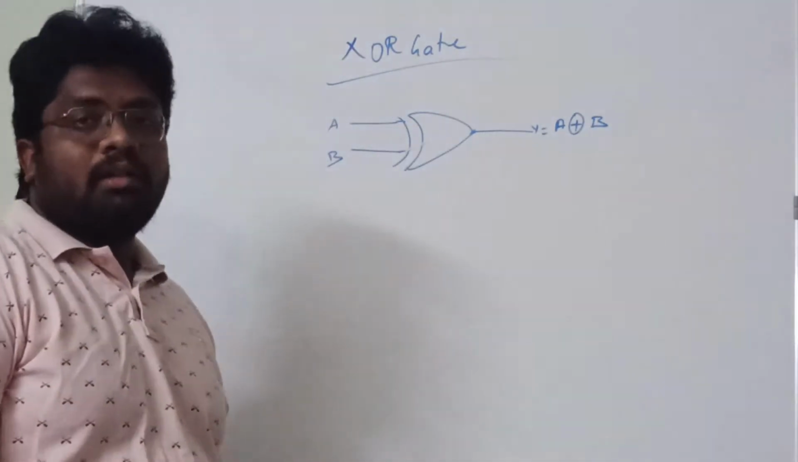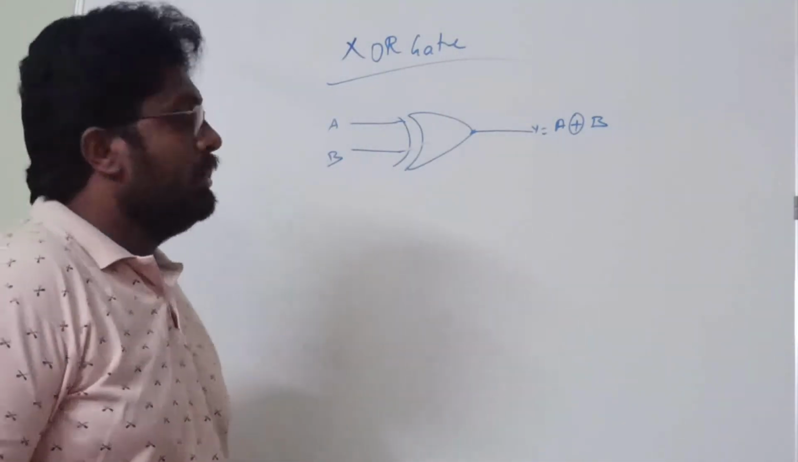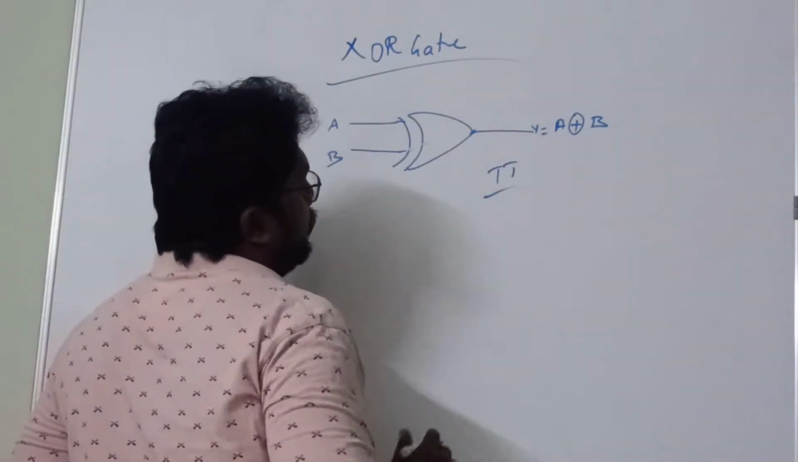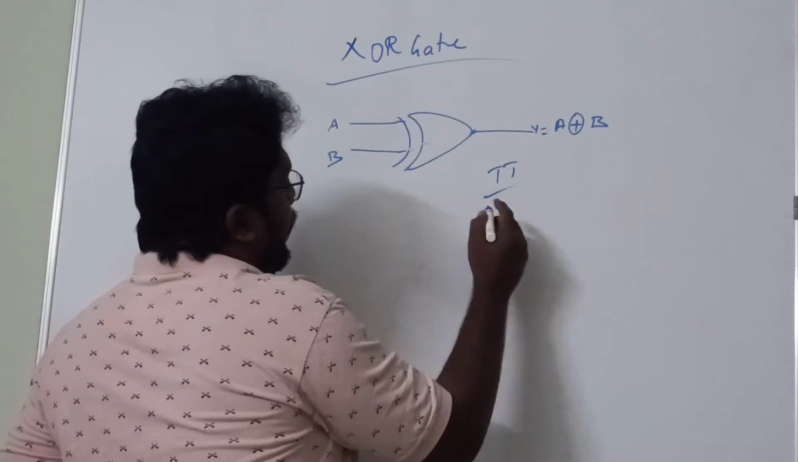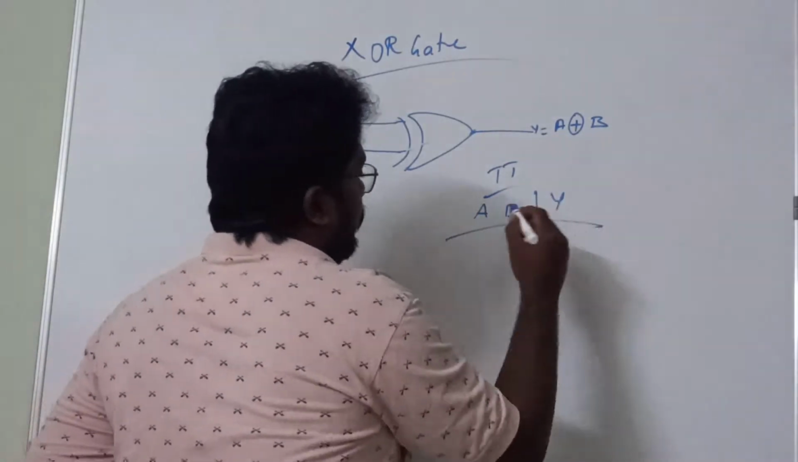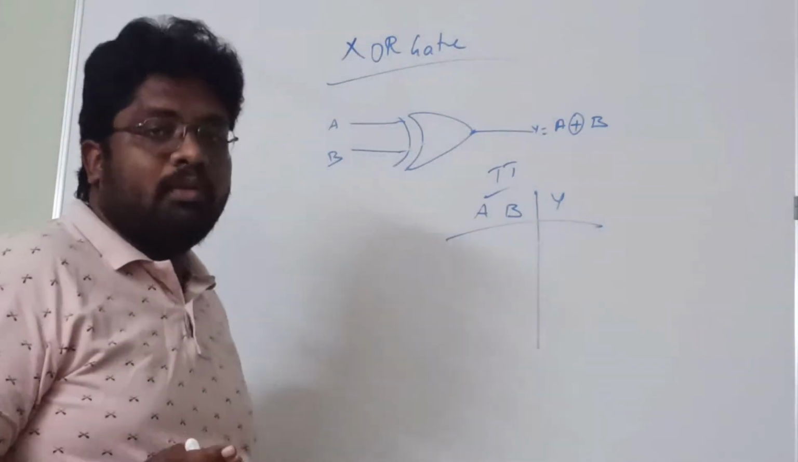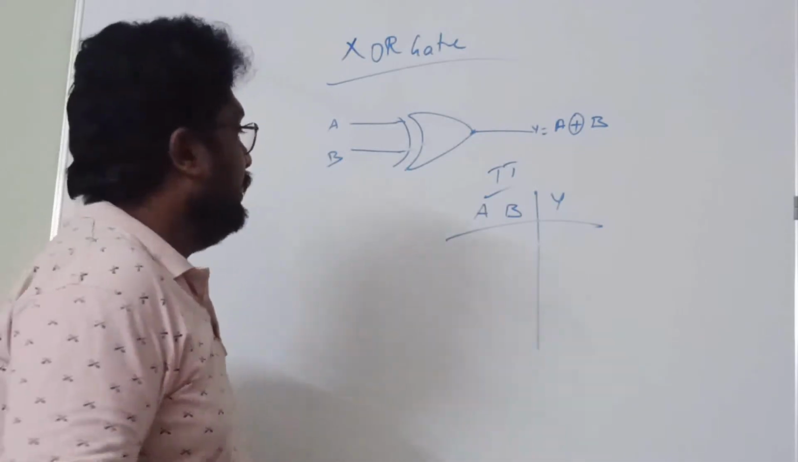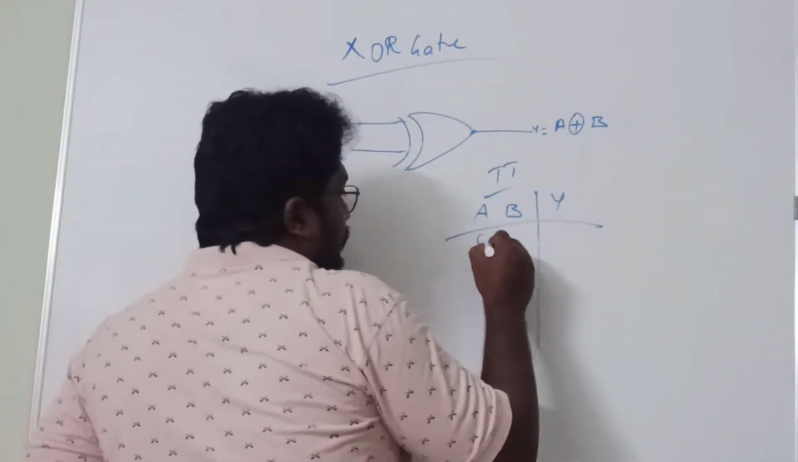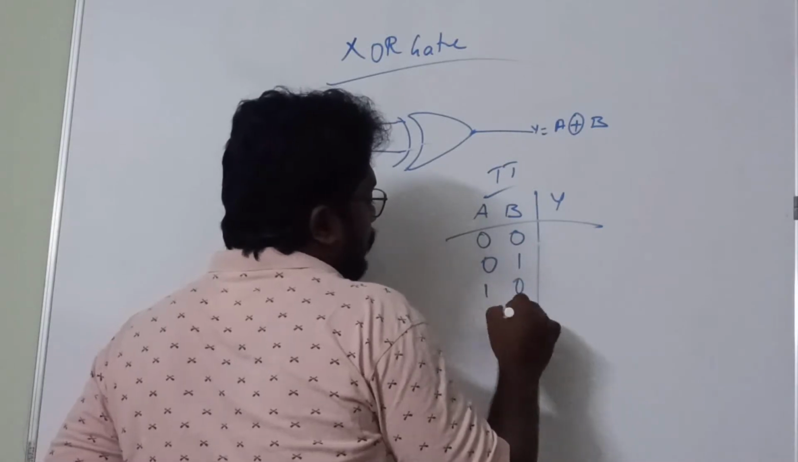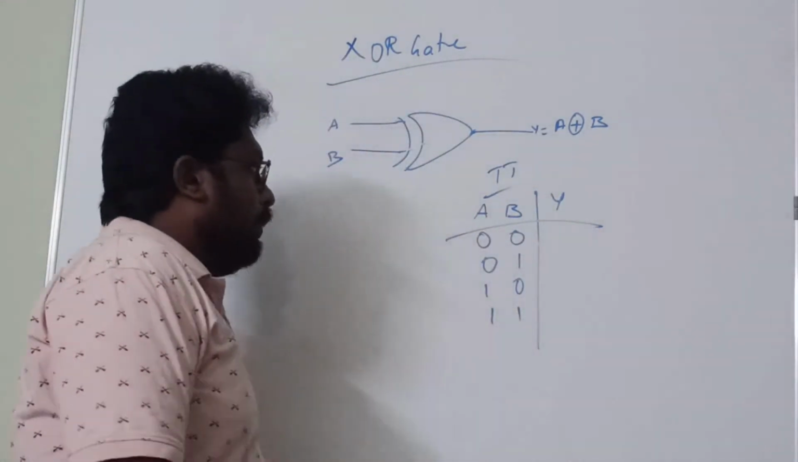So this XOR gate is an odd even detector. Here we are having the truth table for this XOR gate, with two inputs and one single output. As we are having two inputs, there will be four possibilities, right? So the possibilities are 0 0, 0 1, 1 0 and 1 1.